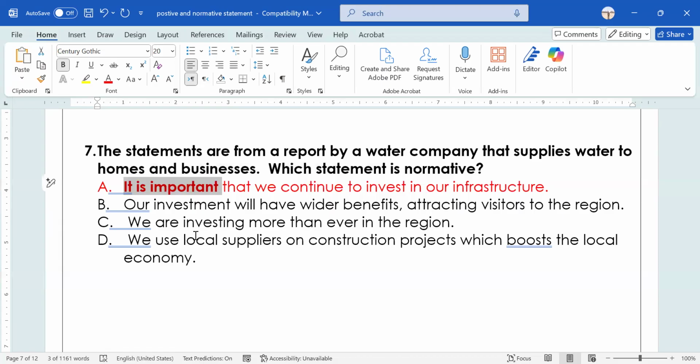It is important. It is not a fact that can be tested. It cannot be measured. Different people might disagree on whether continued investments are really important, and that makes it subjective. And again, you have the clue: it is important. Letter A. How about B, C, and D? B, C, and D are obviously positive statements. Why? Letter B: our investment will have wider benefits, attracting visitors to the region. This is a prediction.